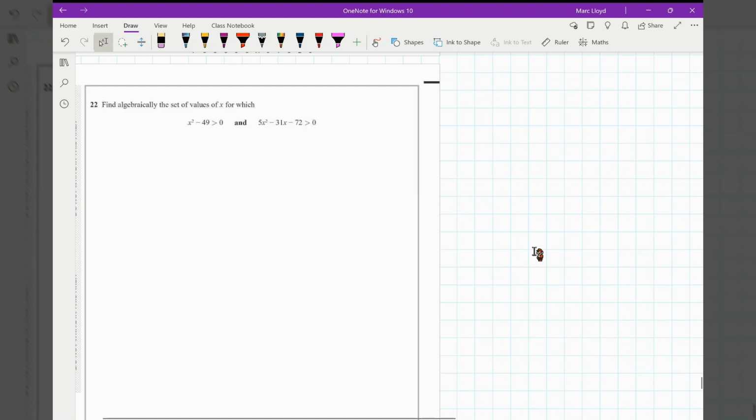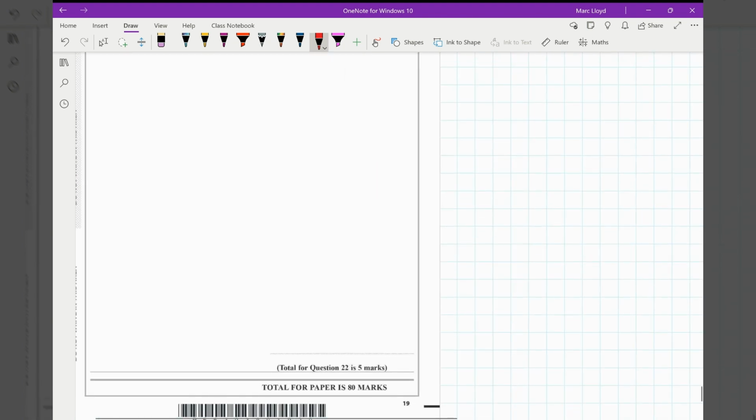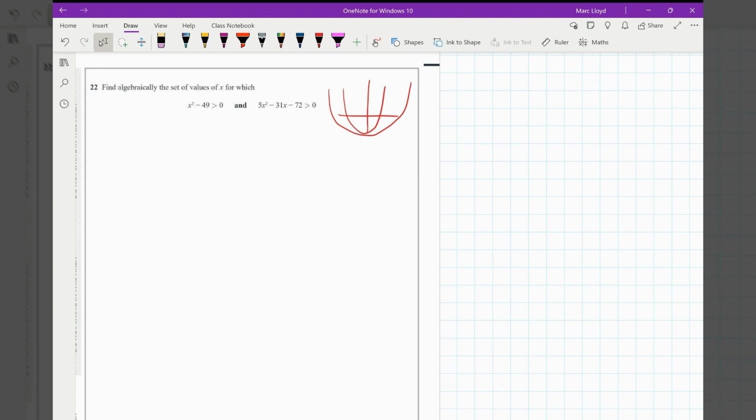Okay, question 22. Find algebraically the set of values for x for which x squared take away 49 is greater than 0, and also 5x squared take away 31x minus 76. If I just draw a sketch, I'm expecting this graph to look like this and like that. There's going to be two graphs, and we're going to have some values, some inequalities on either side. This must be 6 marks, this. So for our first one, I know that our graph's going to look like this.